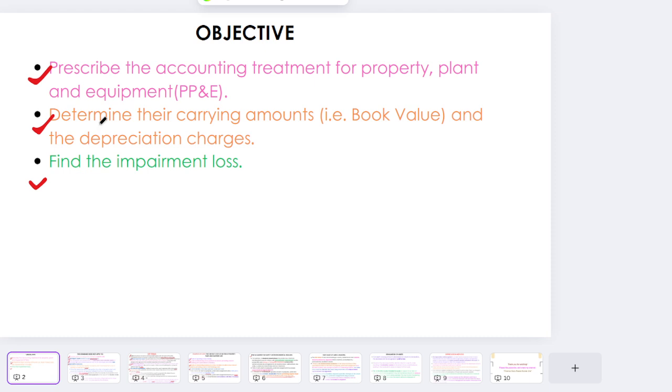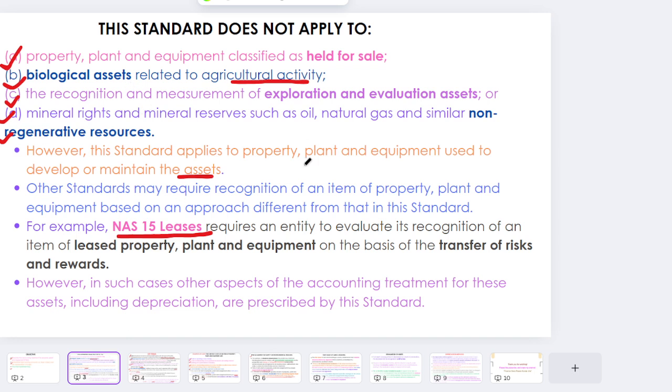Basically this accounting standard talks about the prescribed accounting treatment for property plant and equipment, how we could find the carrying amount, book value including depreciation charges, methods too. Finally it also talks about the impairment losses, जस्तो loss on sale of plant भयो भने हामीले loss या gain how could we find that.